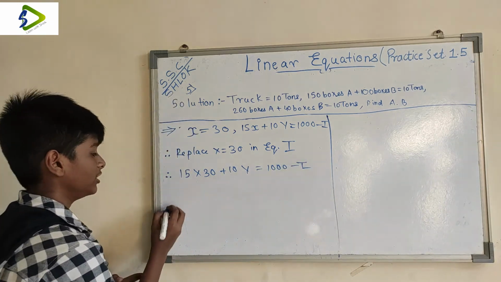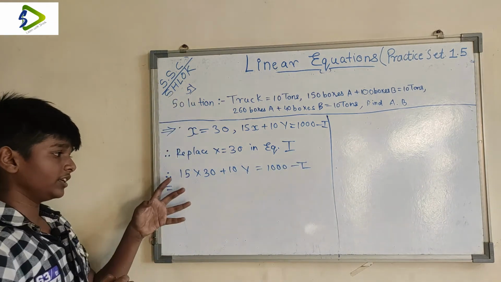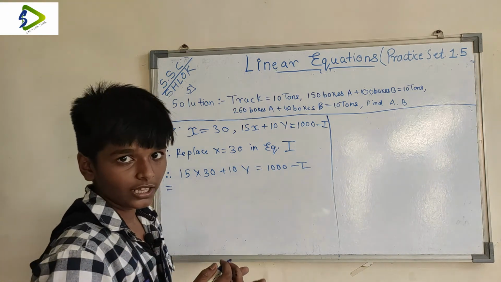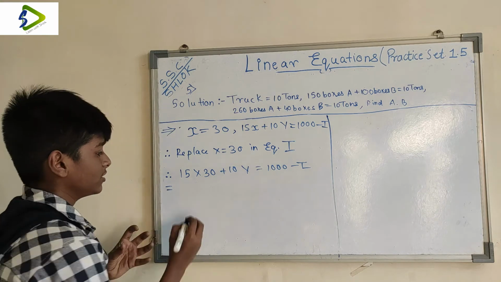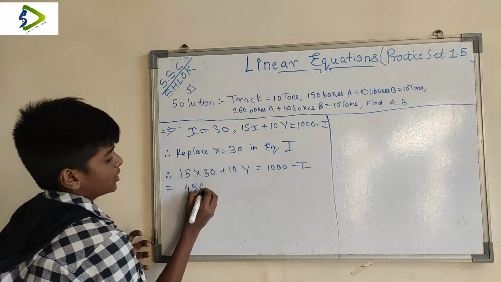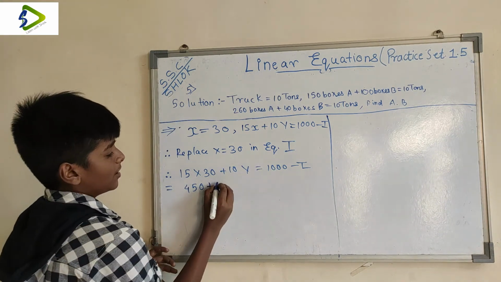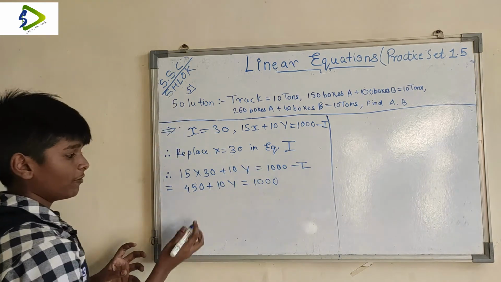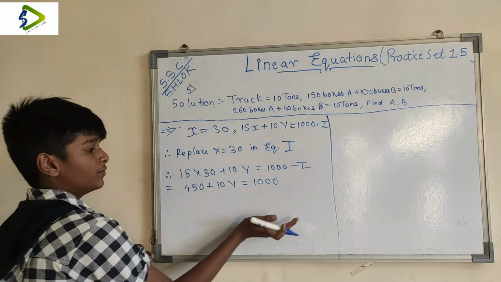Okay, so now we solve this. 15 times 30 is just 150 times 3, and 150 times 3 is 450. So it is 450 plus 10y is equal to 1000. So now what we can do, we can take 450 to that side.